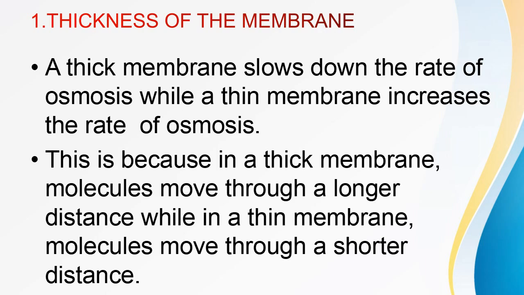The first factor is thickness of the membrane. A thick membrane slows down the rate of osmosis, while a thin membrane increases the rate of osmosis. This is because in a thick membrane, molecules move through a longer distance, while in a thin membrane, molecules move through a shorter distance.